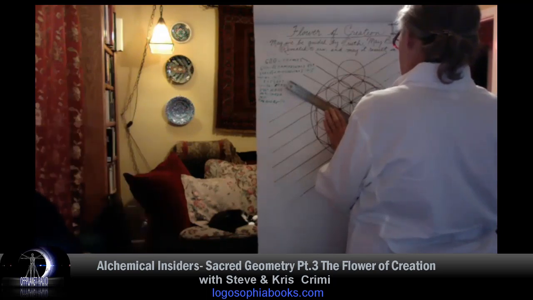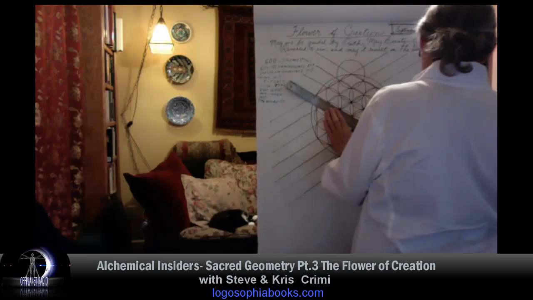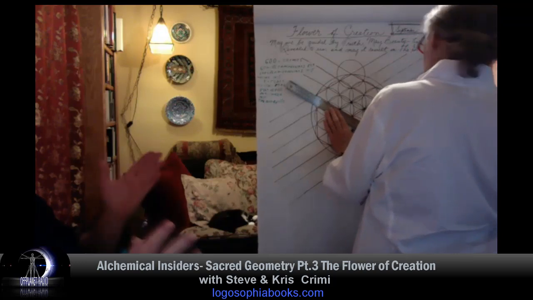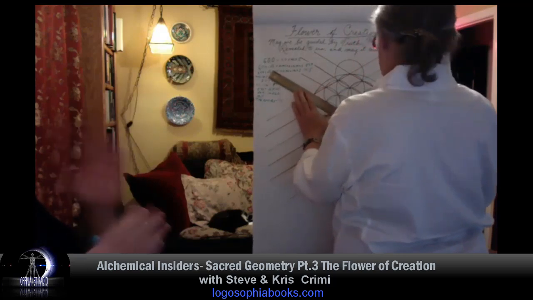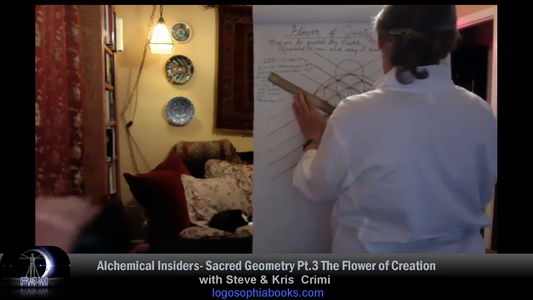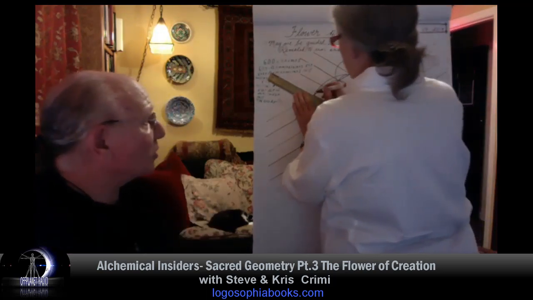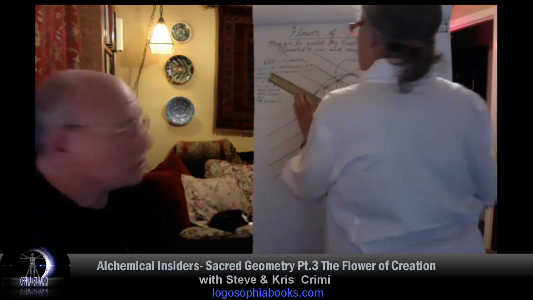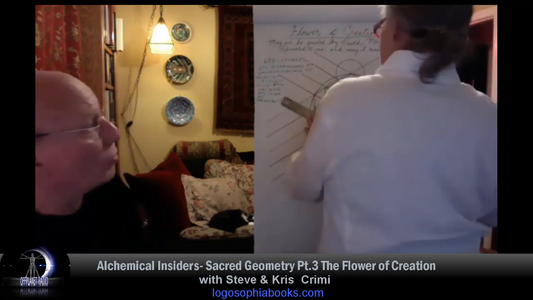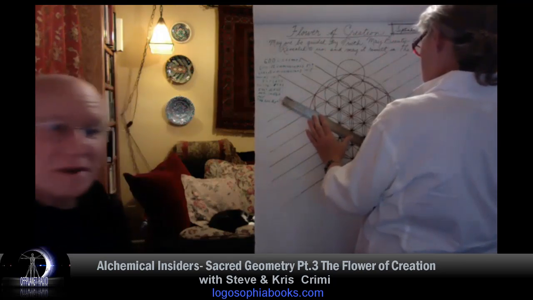So again, the cosmology works with the numerical, with the geometry, with the math of the geometry, and it all ends up working in with the names of the gods, the name of the various deities, things like that. Now, what Krys is making now is called the net.